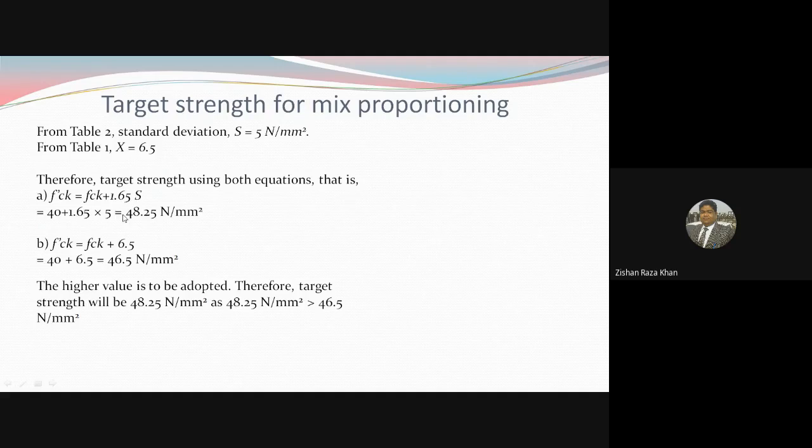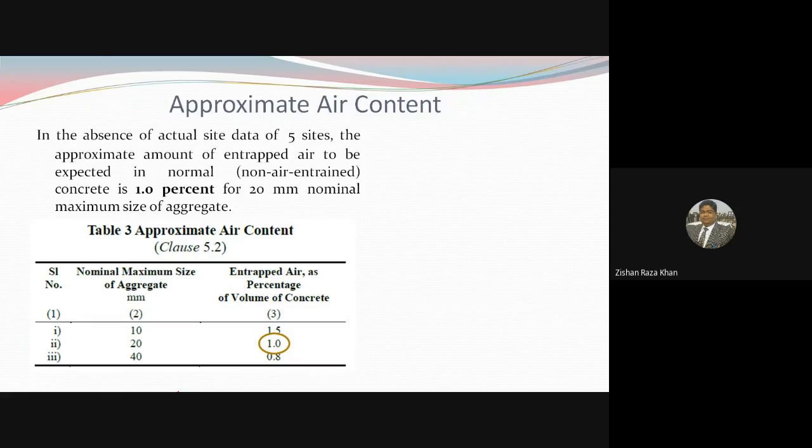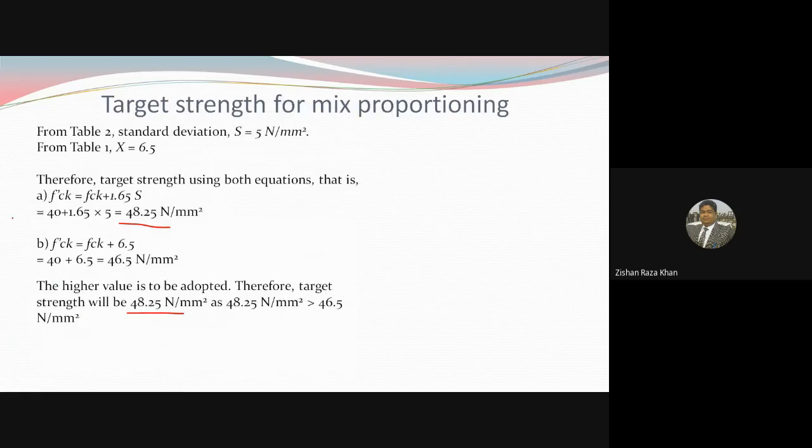So based on the two formulas, we calculate and find that one gives a target mean strength of 48.25 and the other gives 46.5. The higher is 48.25, so we take this value for the mix design calculation. In order to get M45 at site, we are targeting this strength, so that we can actually get M45 on the site.